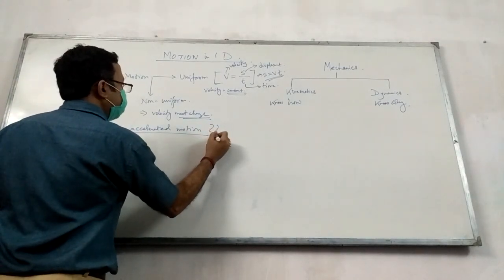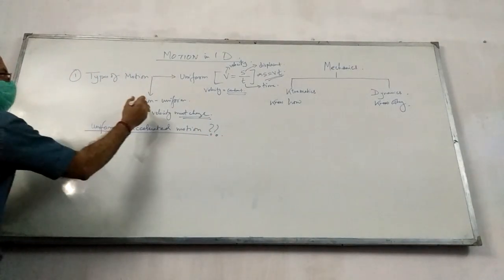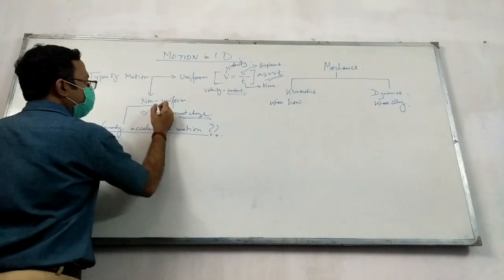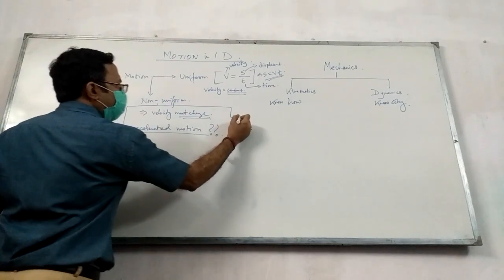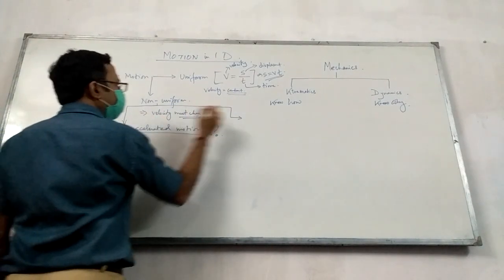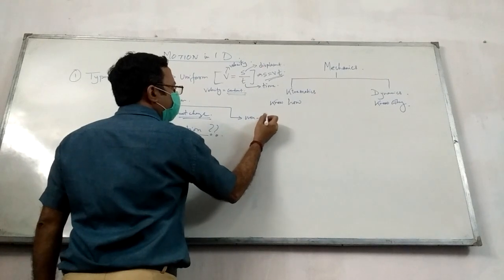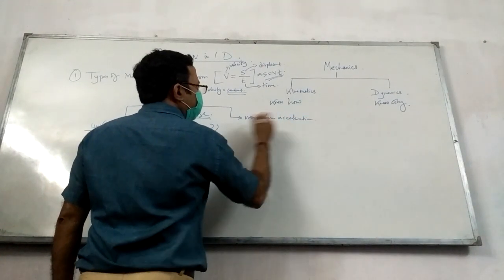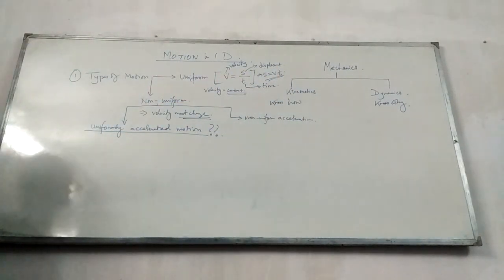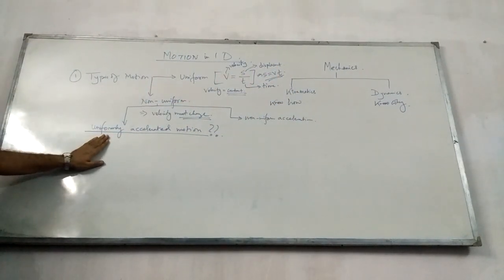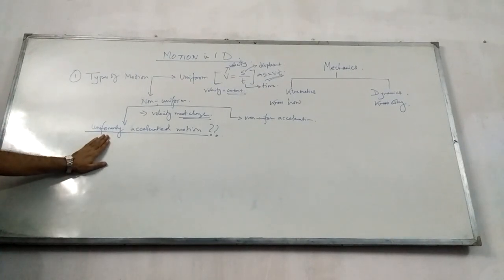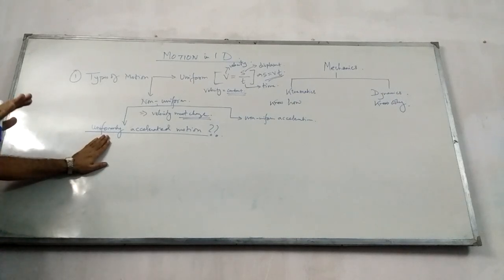This comes under non-uniform motion. Non-uniform motion has a type of uniformly accelerated motion, or non-uniformly accelerated motion. But we are not that much bothered about this. We are more bothered about uniformly accelerated motion. So our today's point of discussion is uniformly accelerated motion. We will do all the possible situations under uniformly accelerated motion.